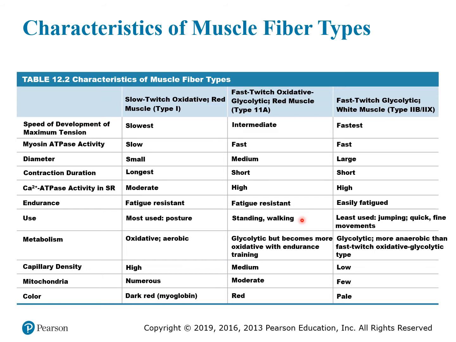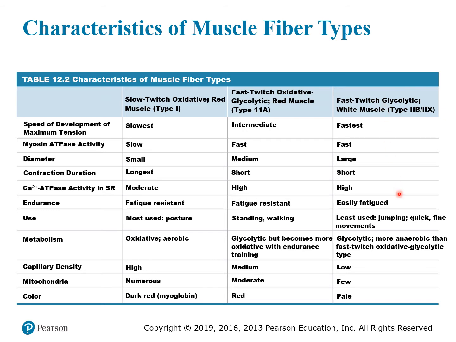Now, they are faster, though, compared to the slow twitch muscles, so they do contract faster, and one reason is they have a higher amount of the myosin ATPase. And if you remember, this is the enzyme that will help hydrolyze ATP for you. And the faster you can hydrolyze ATP, the faster the muscle is going to basically contract. Now, the fastest muscle fibers that we have, those are our fast twitch glycolytic. And the reason why they are the fastest is because they rely on glycolysis.